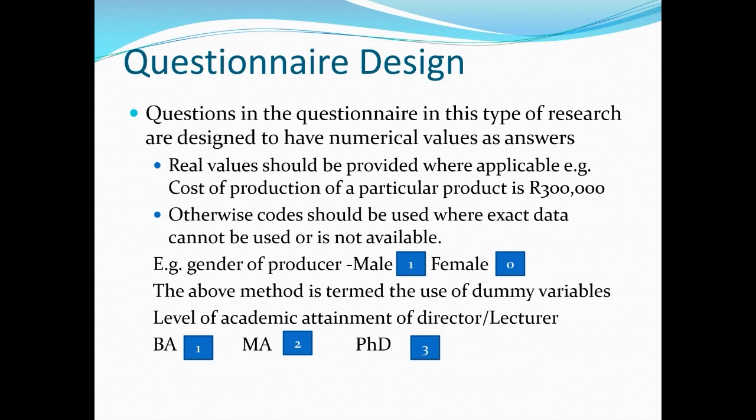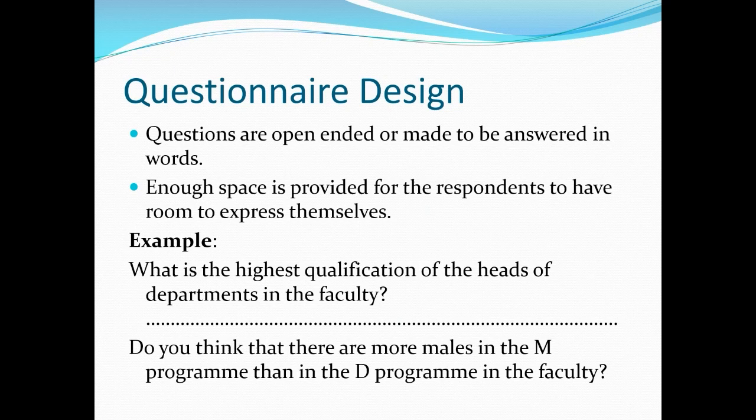The level of academic attainment of a director or lecturer can be BA, MA, or PhD. If you give BA a value of 1, MA a value of 2, and PhD a value of 3, this is coding. And in that way, you save time. A coded questionnaire saves time and is sometimes easier to analyze, in the sense that these days with modern technology, you easily put in the figures and then they do the rest for you.